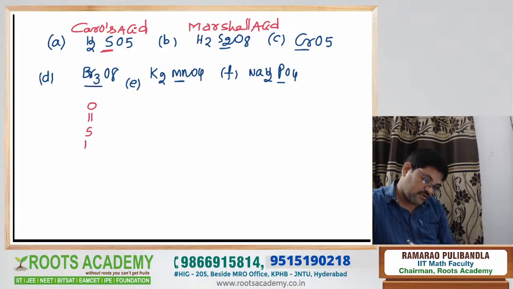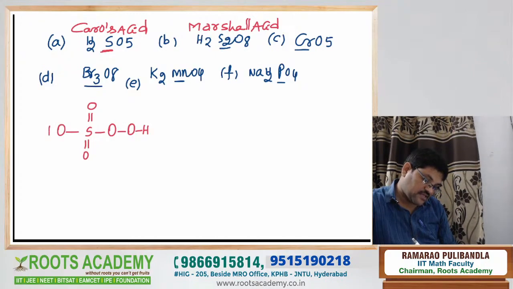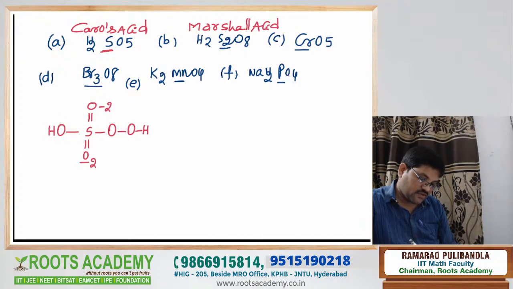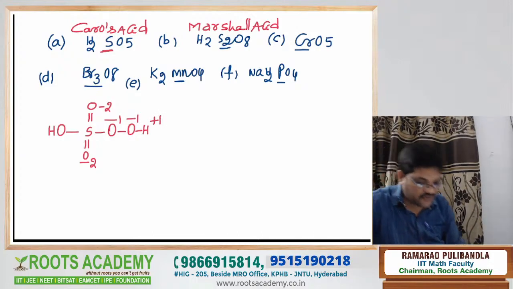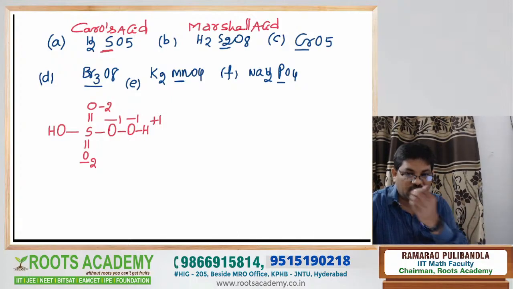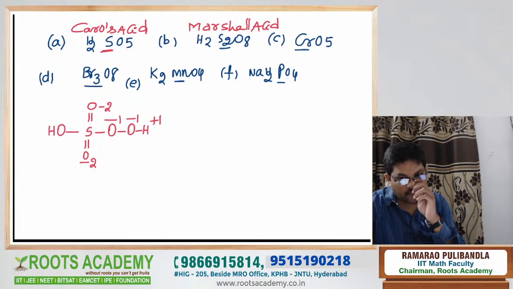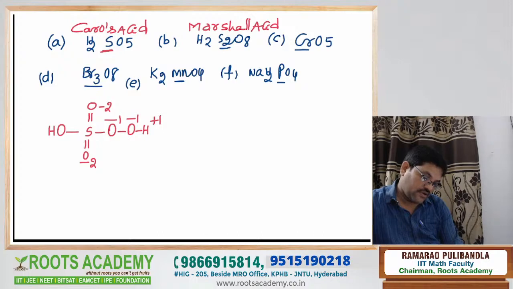S double bond O, S double bond O. And here a peroxy linkage is there, like this. Now here the oxygen is minus 1 because of the peroxy bond. What is a peroxy bond? Adjacent O linkage. So adjacent O linkage is called peroxy linkage.